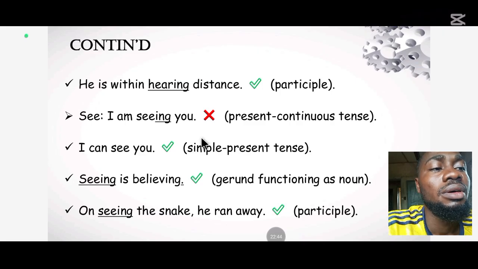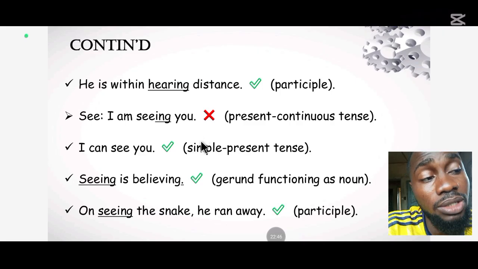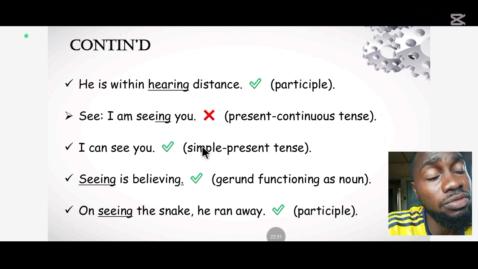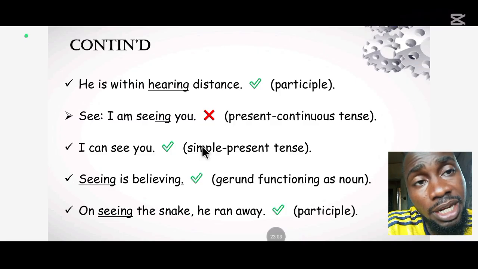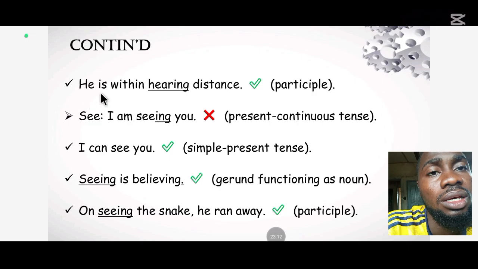Remember the three exceptions we talked about that do not obey the rule of the five senses of man? Number one, when a gerund is functioning as a noun. Number two, participles. Number three, idiomatic expressions. Do not forget that. So, continuing: "He is within hearing distance." Is it correct? Yes, because hearing here is acting as a participle.